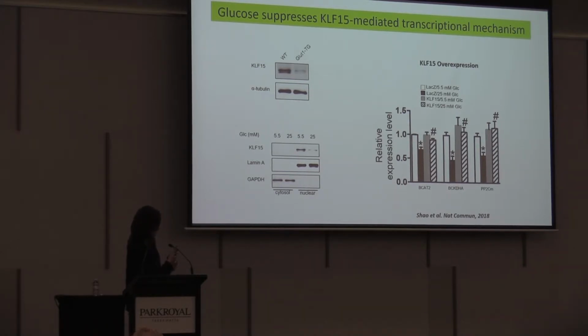It turned out that glucose suppresses a transcription factor called KLF15, and KLF15 is a master transcriptional regulator of branched-chain amino acid catabolism. You can see that when you overexpress GLUT1 in the cells, the KLF15 level goes down. Similarly, when you put the cells in a high glucose condition, it does that. If we overexpress KLF15 and then put the cells in high glucose media, we don't see downregulation of BCAA catabolism enzymes anymore. So KLF15 is the mediator between glucose and BCAA catabolism.